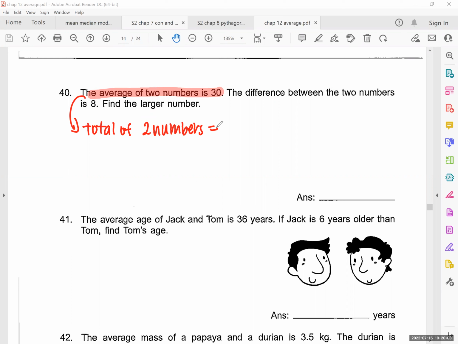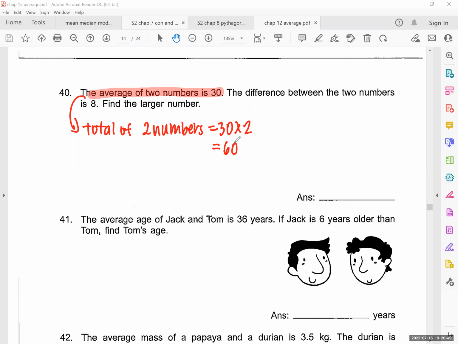Let's look at the screen. So how to find the average of the two numbers? The average of two numbers is 30, so how to find the total of two numbers? 30 divided by 2. Total. No need, just look at the screen and just answer from there. You don't need to look at your paper. Yes, and what is it after 30 times 2?